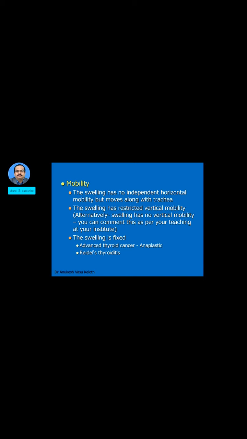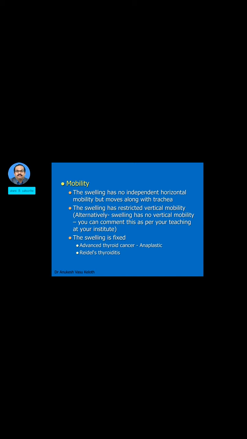Now you have got the surface, the consistency and the borders, including the lower border. We're moving on to mobility and plane of the swelling and the special mobility. So mobility means the swelling has no independent horizontal mobility, but it moves along with the trachea. Regarding the vertical mobility, we know it moves with deglutition, but in reality it is not freely mobile vertically. So we can go for: swelling has restricted vertical mobility.